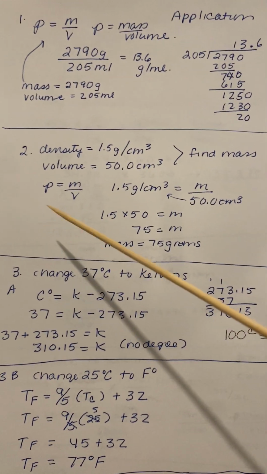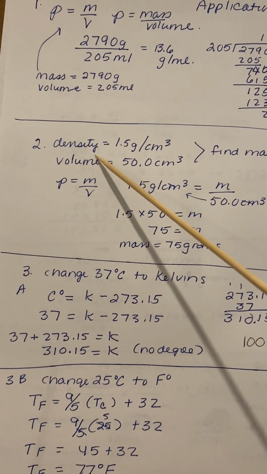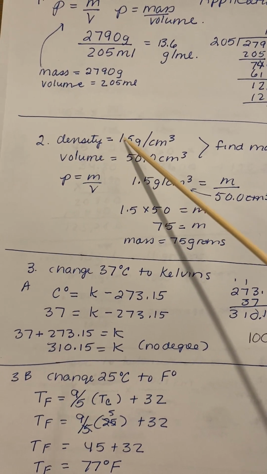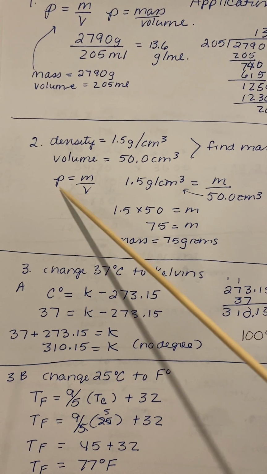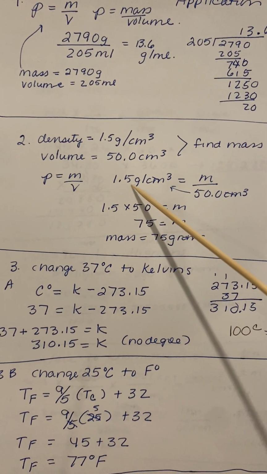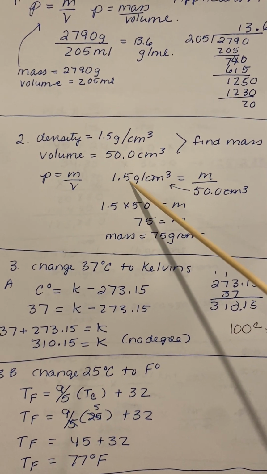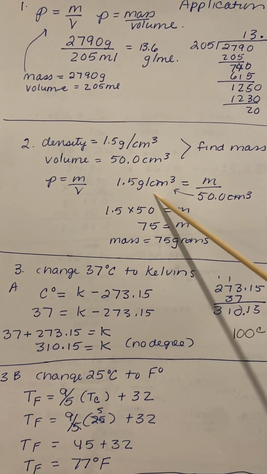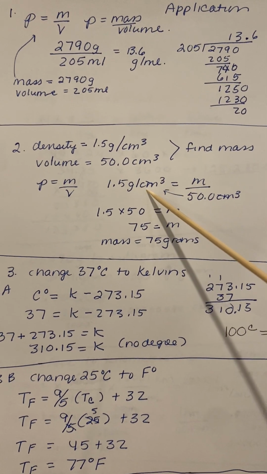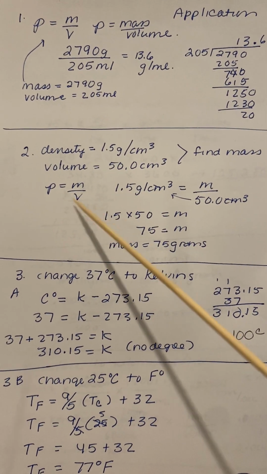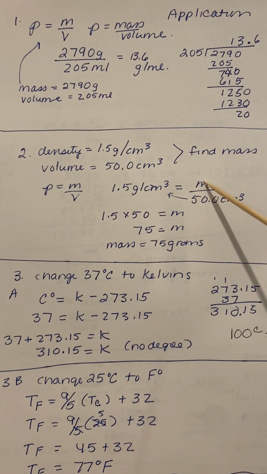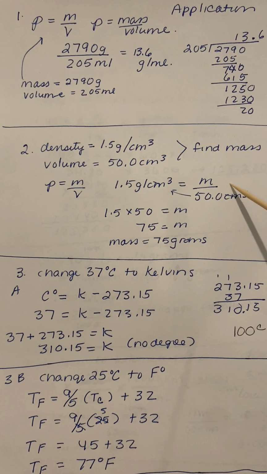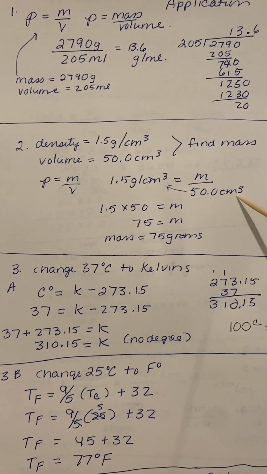So let's do the next one. Your density, this one is the same, except you have the density. So we know the P, the density, is going to be 1.5 grams per cubic centimeters, which is the same as milliliters. So we have 1.5, and then the mass, m, we don't know the mass. So we can put the mass as m, and then we divide it by 50 cubic centimeters.